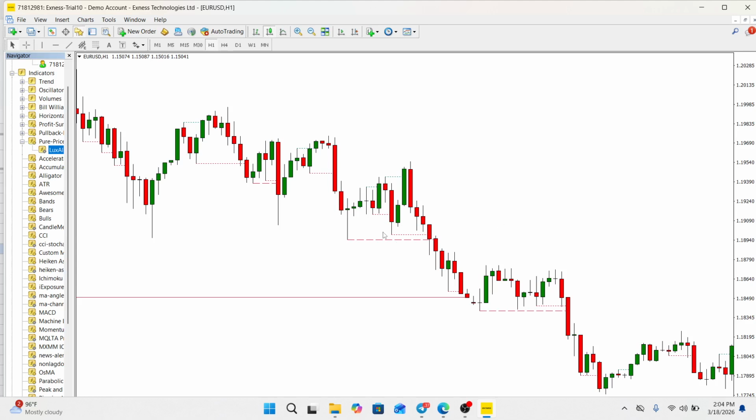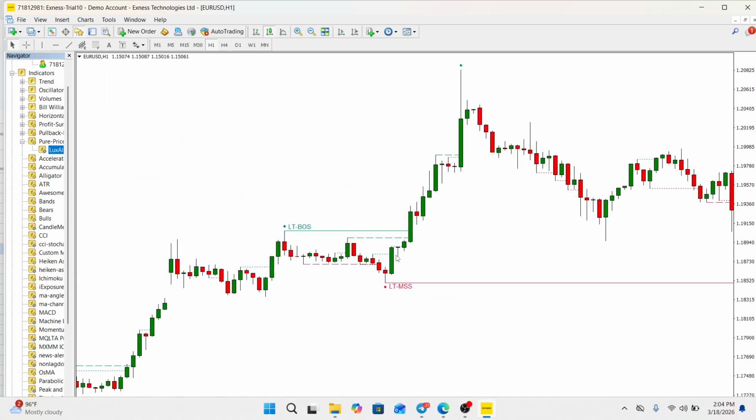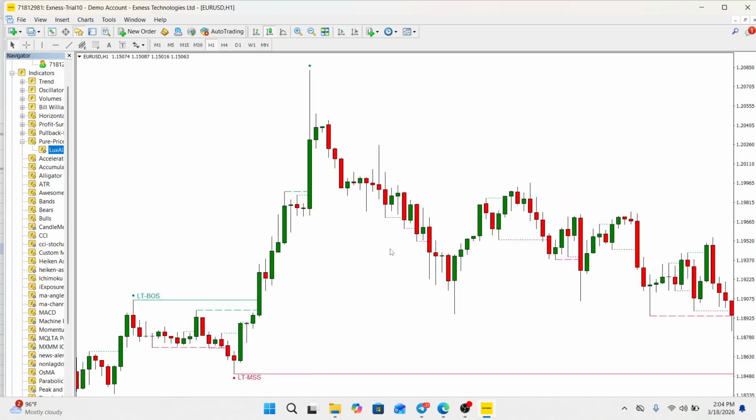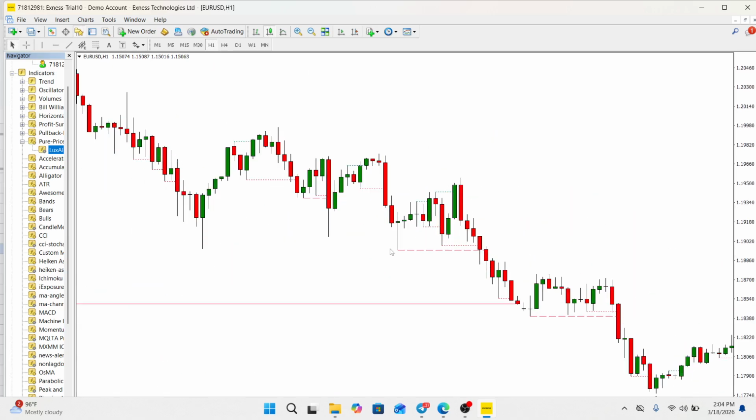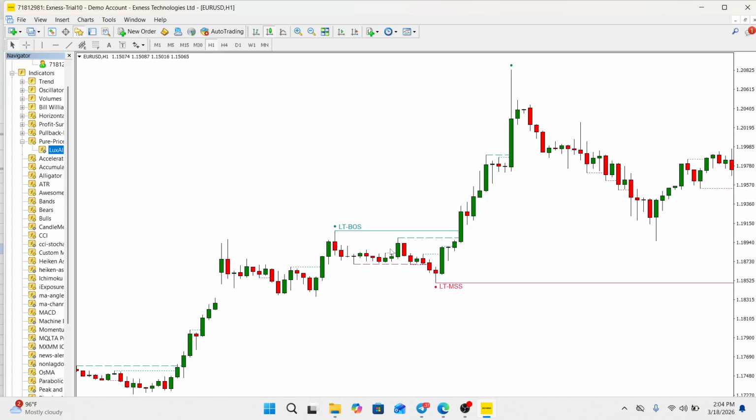As you can see on the charts, the pure price action structures indicator plots structure labels directly on price, automatically marking key swing highs and swing lows and annotating them with tags such as BOS, break of structure, and MSS, market structure shifts, as you can see here and here. These labels appear near the candles where structure has broken or shifted, often accompanied by lines that visually connect the relevant swings so you can see the progression of higher highs, higher lows, lower highs, and lower lows.